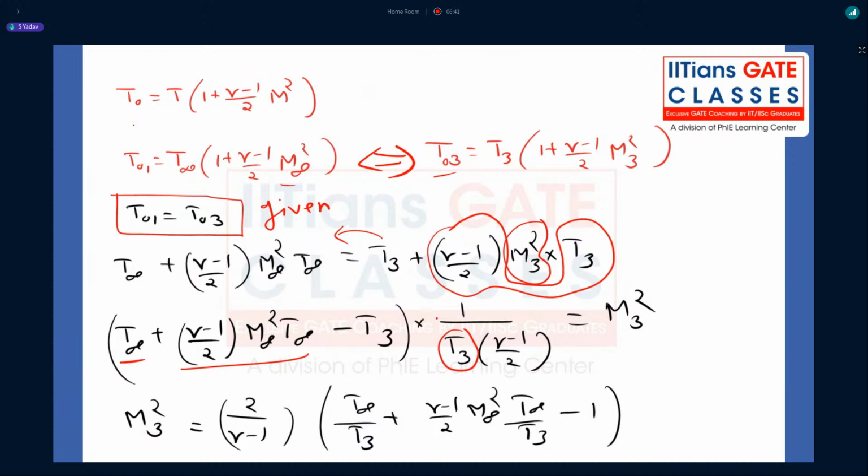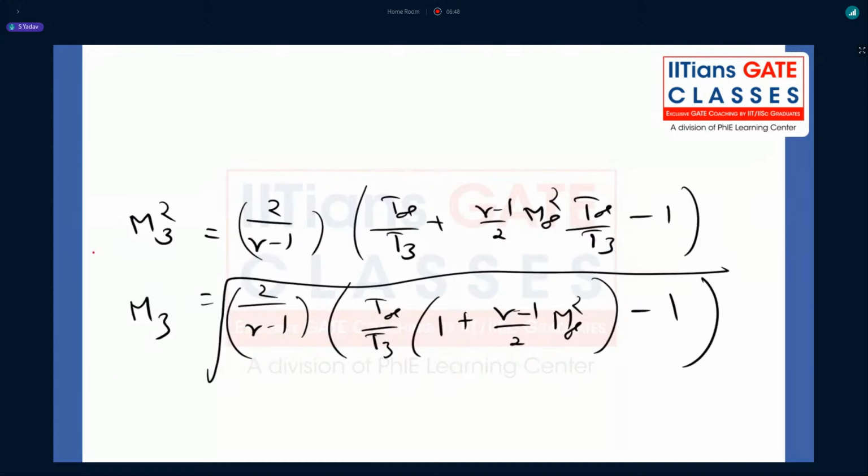Okay, now I just pasted the relation there from the back side. No change from this up to this point, it is the same.